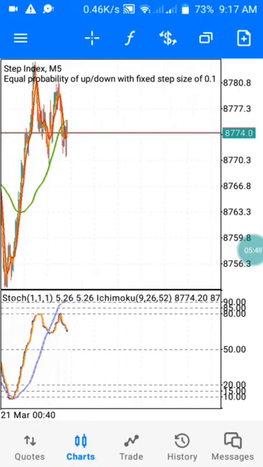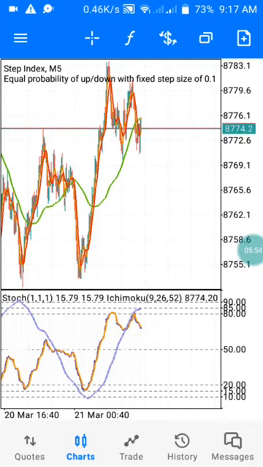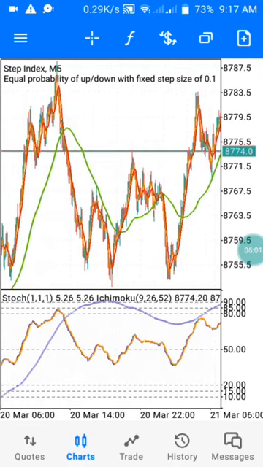So let me tell you how I use this particular trade to trade my Step Index. What I look for every time is the original trade. I look out for the original trade. So this is a fake trade. This is a fake trade.